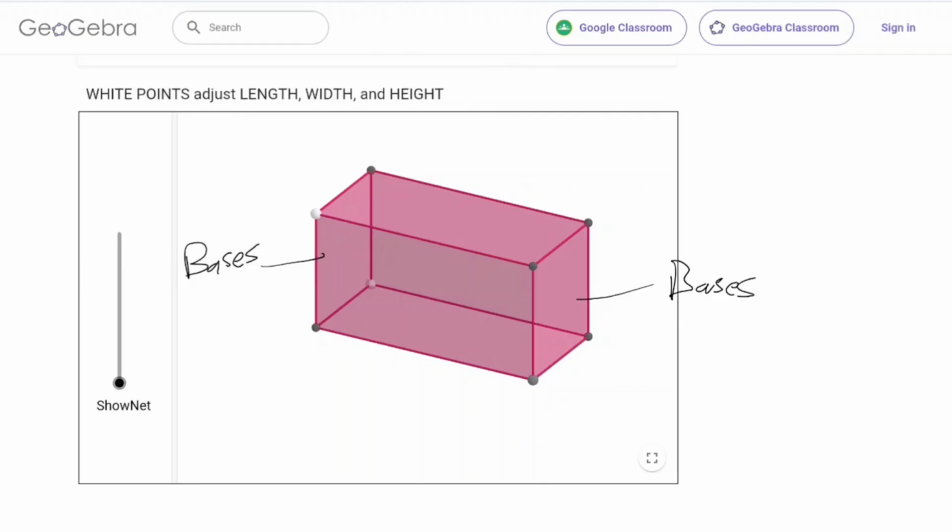And a prism has the same shape all the way throughout, which means it has the same cross section throughout. So throughout the prism, it would be a rectangle.